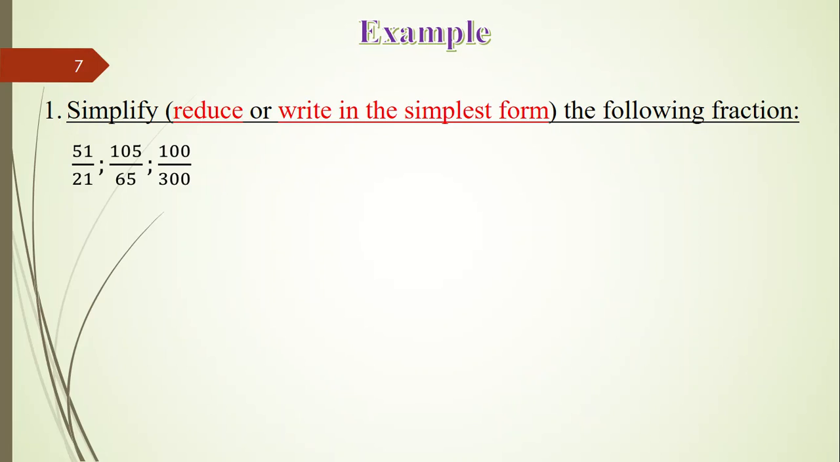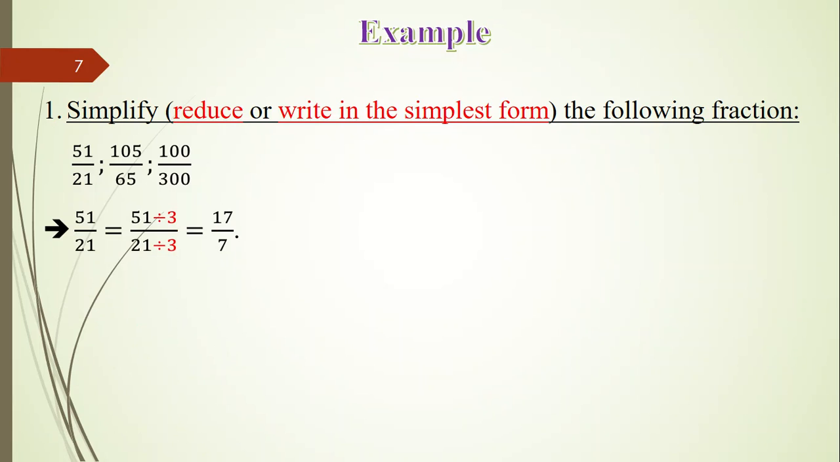Example 2. Simplify the following fraction. Simplify means that we have to reduce or write in the simplest form the following fraction. It means that we have to make the reducible fraction into an irreducible fraction. The first example is 51 over 21.